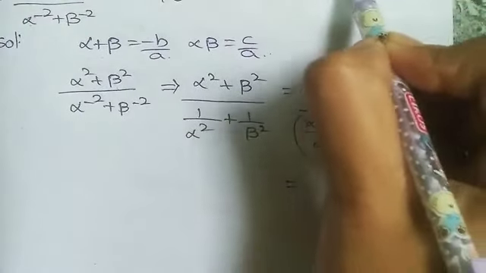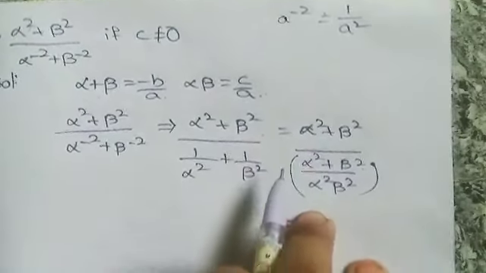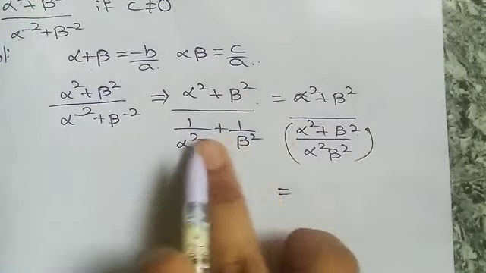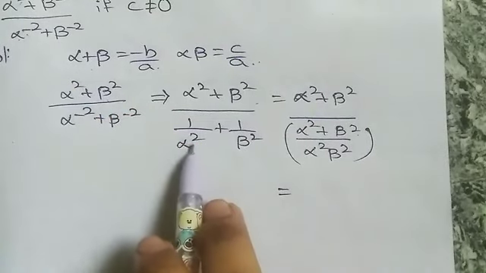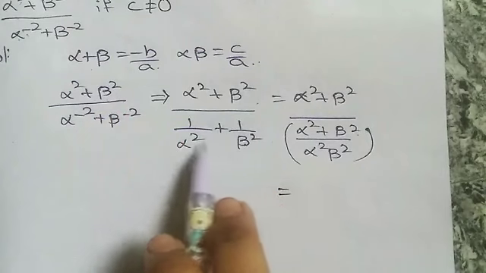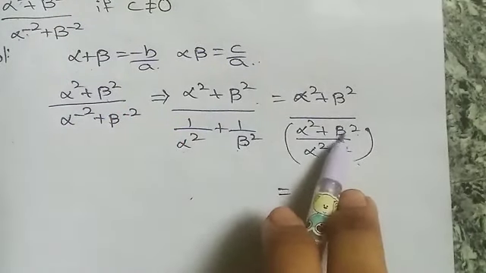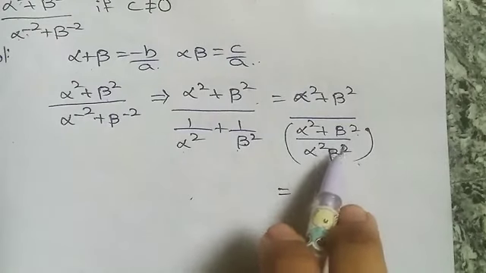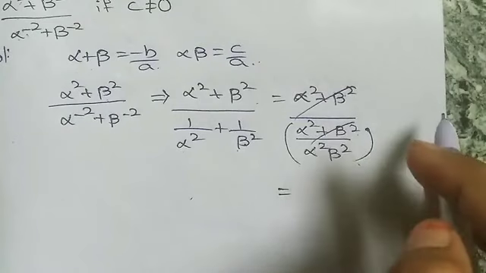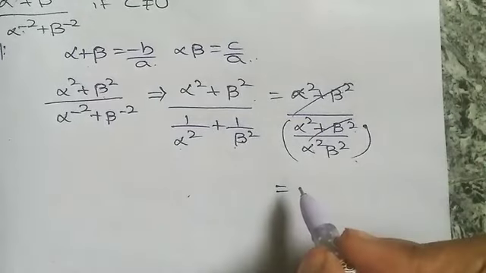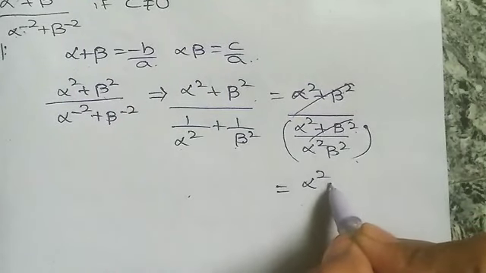So how can we write it? 1 by a square. Same formula I have applied here: alpha square plus beta square divided by 1 by, here we have minus 2, so it will become 1 by alpha square plus 1 by beta square. Taking alpha square and beta square as LCM, we will get alpha square plus beta square divided by alpha square beta square. Alpha square plus beta square cancels. Now when it goes to this side, it will be the reciprocal. So we will get alpha square beta square.